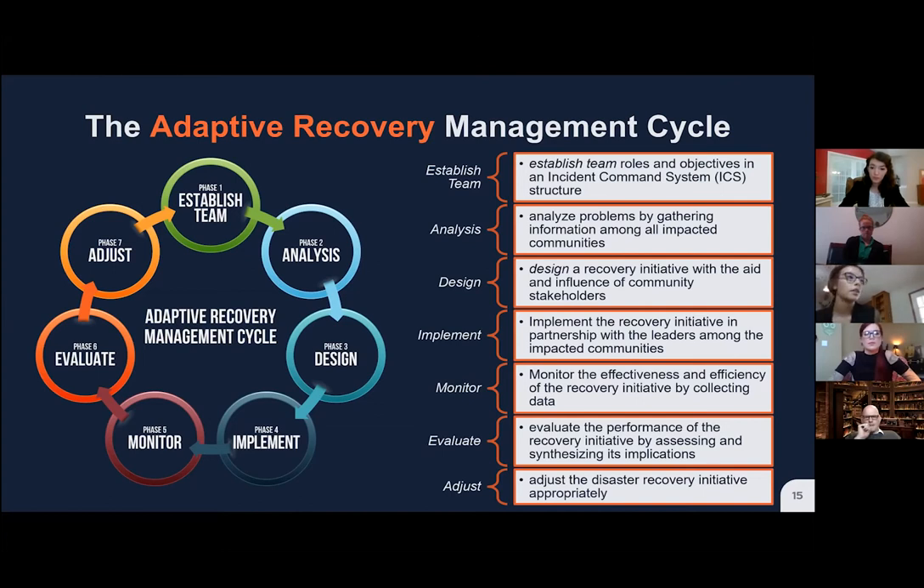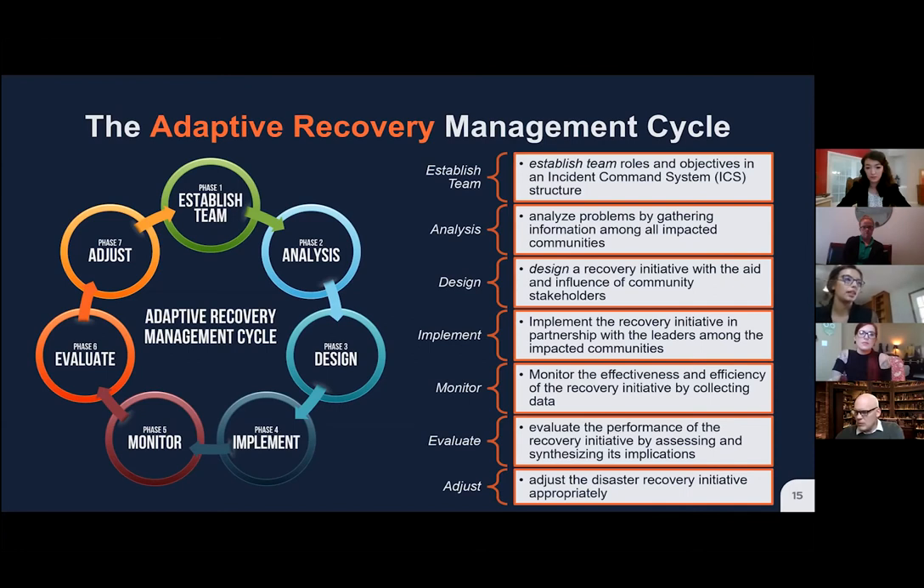One previously identified challenge with the traditional adaptive management program is that decision makers often overlook analyzing the recovery problems in depth before designing recovery solutions. So to overcome this issue, the ARMC will replace the decision-making phase with two separate steps, analysis and design. During the analysis phase, the ARMC team will gather the information from all impacted communities, and by prioritizing inclusion practices during the information gathering process, the ARMC decision makers will be able to improve interest alignment among all impacted communities when designing disaster aid initiatives.